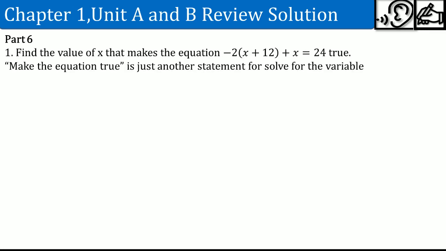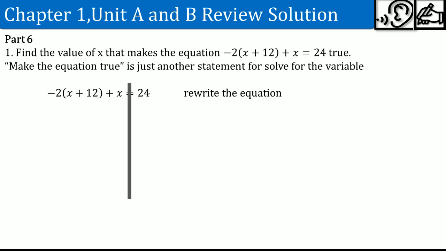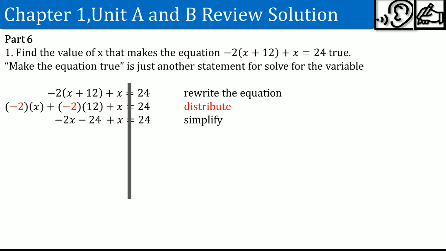Part 6, number 1. Find the value of x that makes the equation negative 2 parentheses x plus 12 plus x equals 24 true. Please understand that when it says make the equation true, it's just another way of saying solve for the variable. Rewrite the equation, draw the line straight down. I see a parenthesis on my left hand side, so I'm going to distribute. Negative 2 is multiplied to the x, and then negative 2 is multiplied to the 12. Simplify: negative 2 times x is negative 2x, then negative 2 times 12 is negative 24.